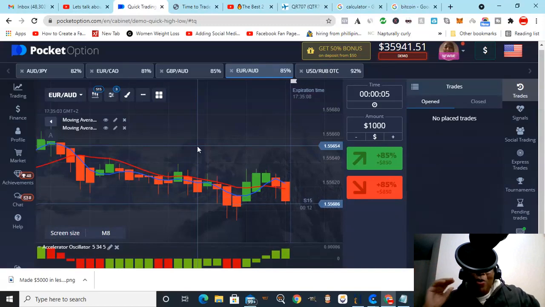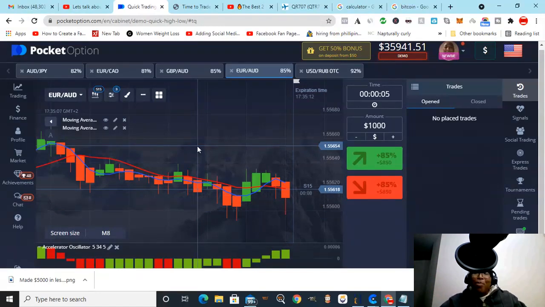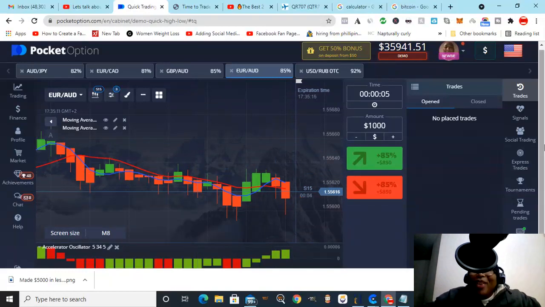All right, guys, 15% for losses. If you take the first trade, boom, you lose. Second, boom, you lose. 15% of your account lost, quit, trade another time, okay?